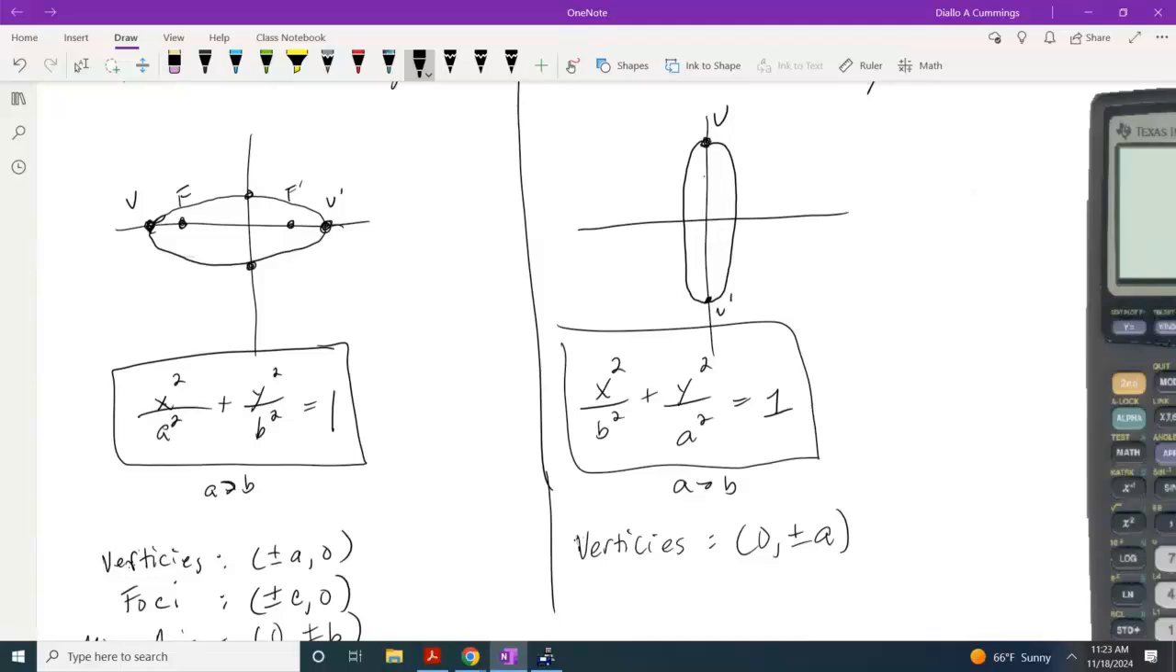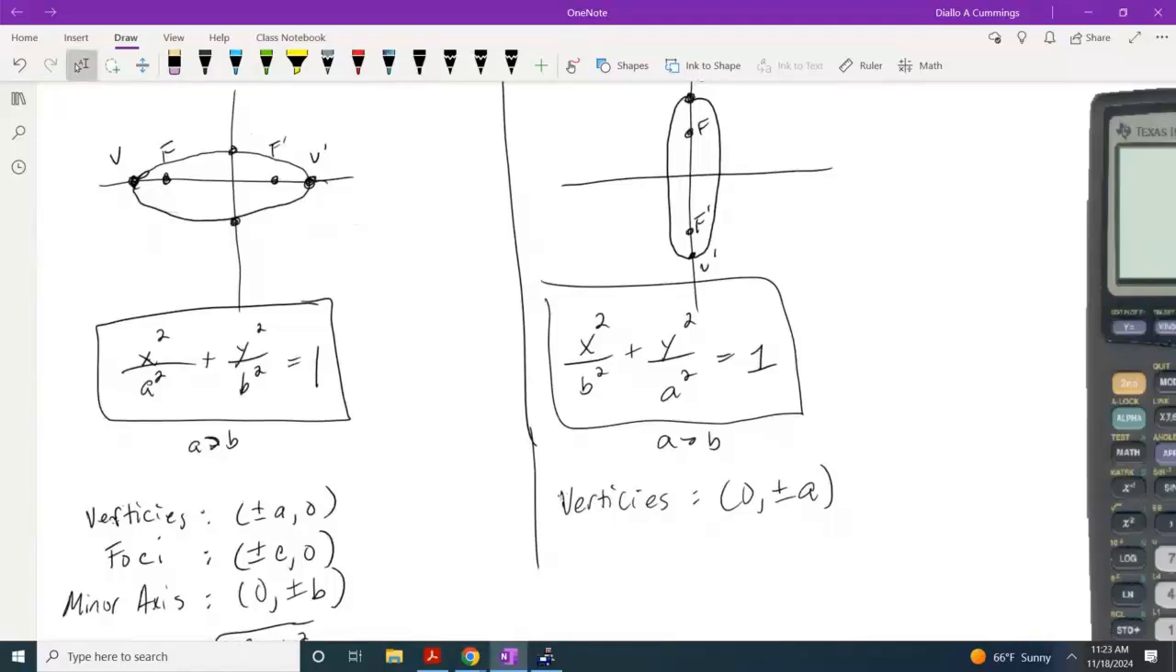The foci are also located along the major axis. So the foci have the coordinates 0, comma, plus or minus c. They're located on the y-axis.